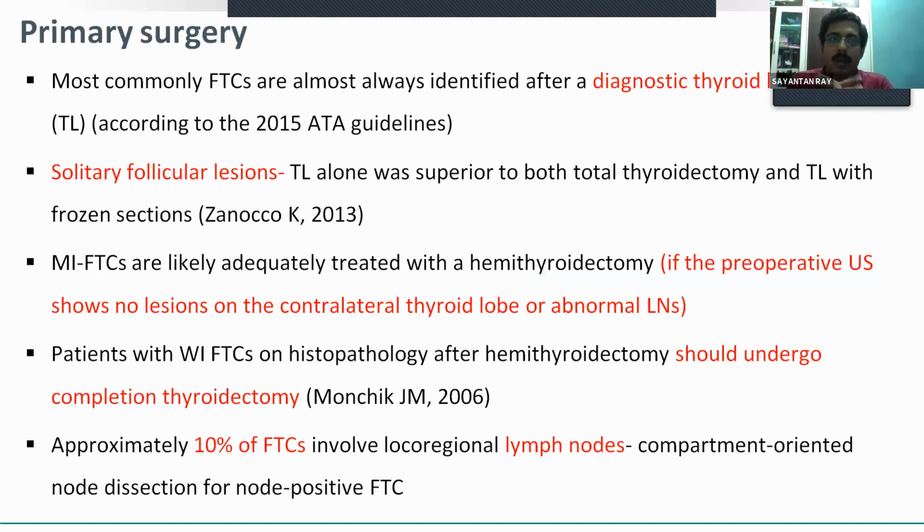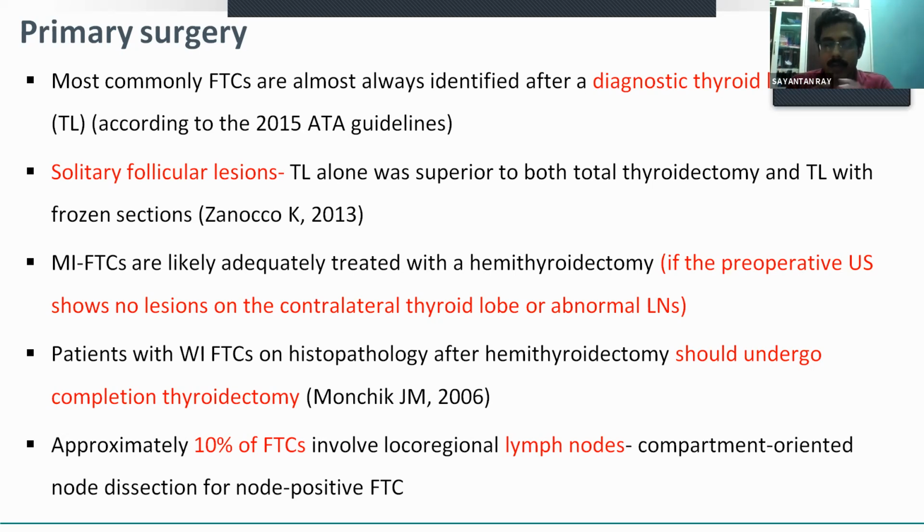Coming to the treatment part of follicular thyroid cancer, primary surgery. Most commonly, follicular thyroid cancers are identified after a diagnostic thyroid lobectomy. Why? Because this is the surgical procedure of choice for a solitary cytologically indeterminate nodule. And actually, follicular thyroid cancers present on cytology, and from cytology we could not differentiate them from follicular adenomas.